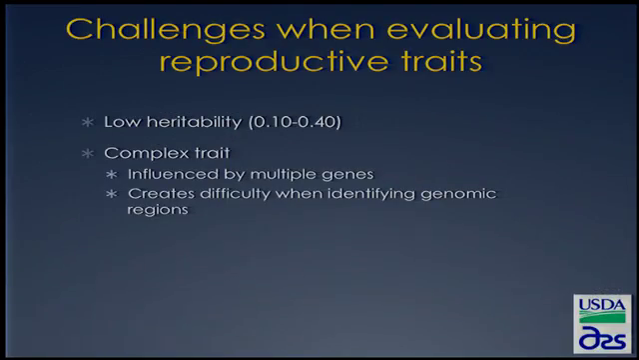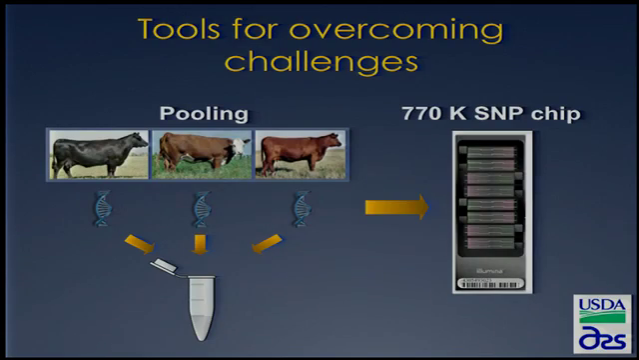Now, there are some challenges when looking at reproductive traits. It's a lowly heritable trait. It's also a complex trait that's influenced by multiple genes. And as a result, this creates difficulty when identifying genomic regions. So we utilized a couple of different tools.